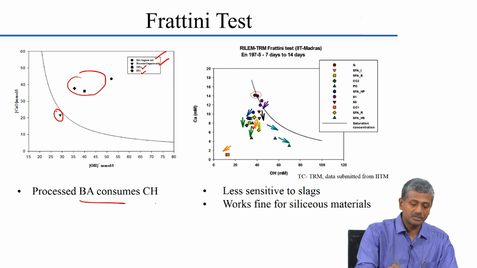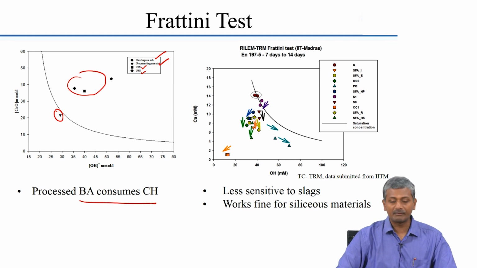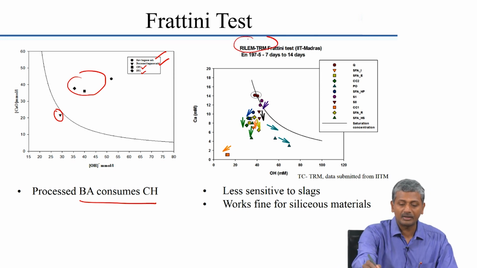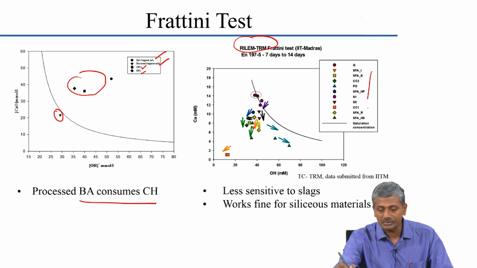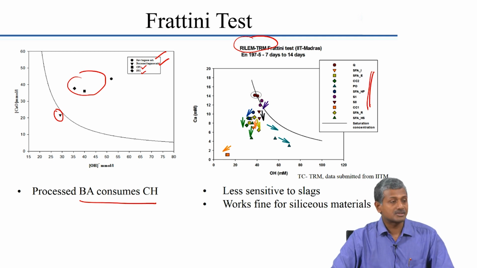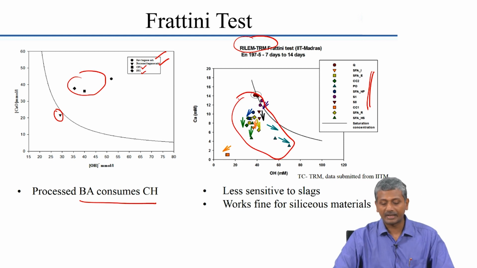So, processed bagasse ash consumes calcium hydroxide and brings your overall concentration of CaO to below the level predicted by the curve. A large amount of data was collected by a special RILEM committee that was actually doing testing of the reactivity of different types of cementing materials. Here there was a range of different fly ashes, slags, calcined clays and all that were tested, and they were able to see that a number of these were actually producing extensively good pozzolanic activity.